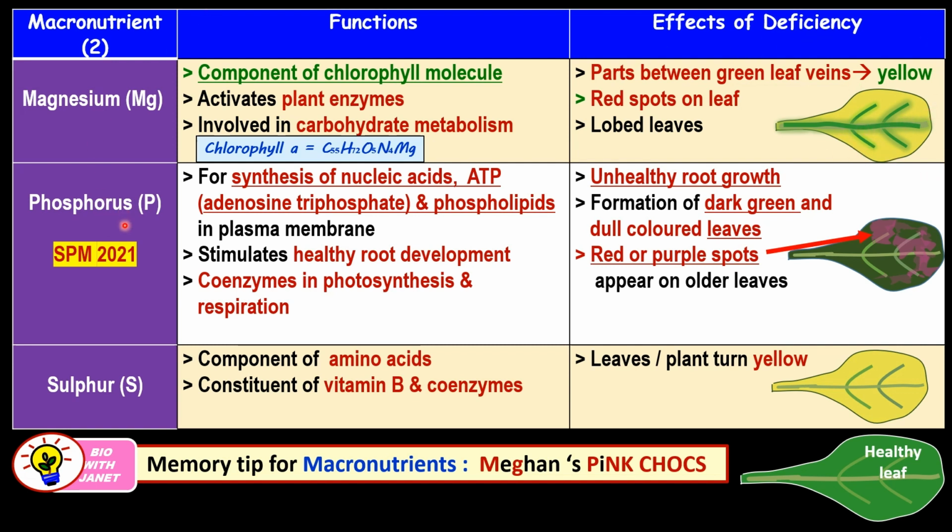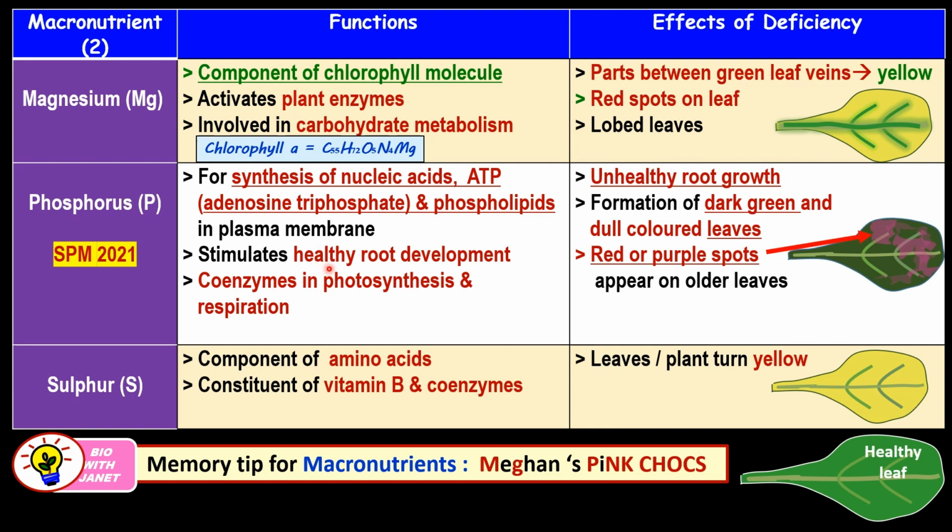Right, next, let's go on to phosphorus, P for phosphorus. It was tested in SPM 2021, the function of phosphorus was tested. So phosphorus is important for the synthesis of nucleic acids, ATP, adenosine triphosphate, and phospholipids in the plasma membrane. Okay, so nucleic acids are DNA and RNA in this case. We have already discussed in the previous slide the composition of all these compounds. They have phosphorus in them. So that means the plant needs to have phosphorus to synthesize all these organic compounds. It's a very important macronutrient.